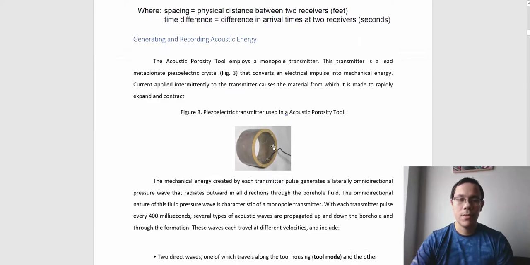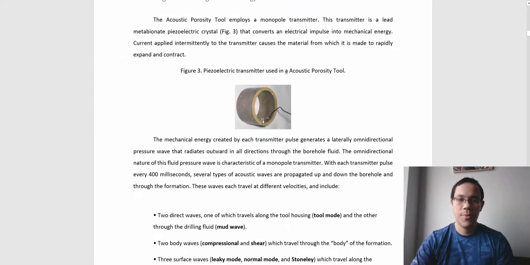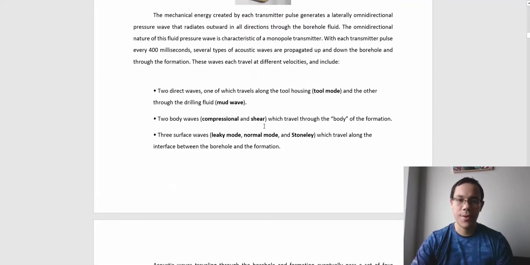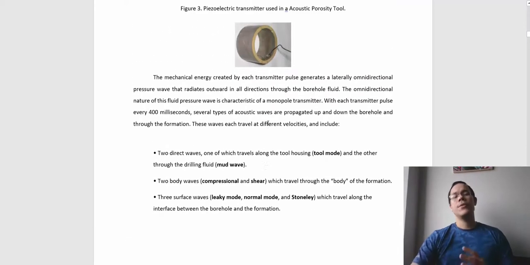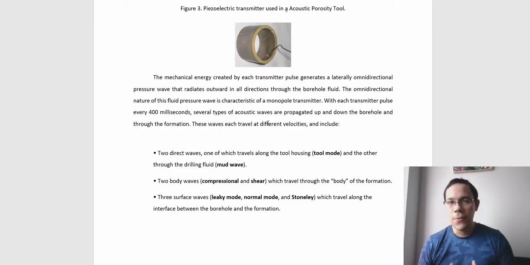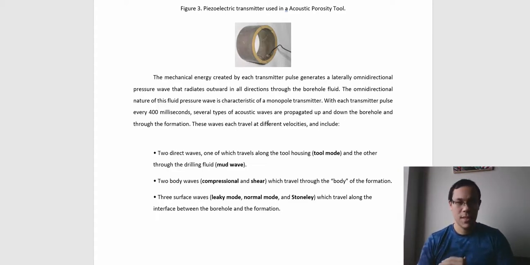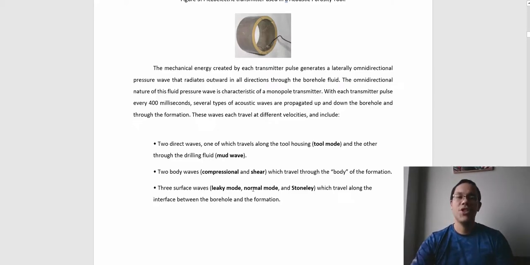This is how a transmitter might look, one type of transmitter. When the transmitter is activated, as said, it generates a wave, but actually there are different types of waves that are generated. There are 7, if I'm not wrong: tool mode, mud wave, compressional wave, shear wave, leaky mode, normal mode, Stoneley. All those waves are generated there.